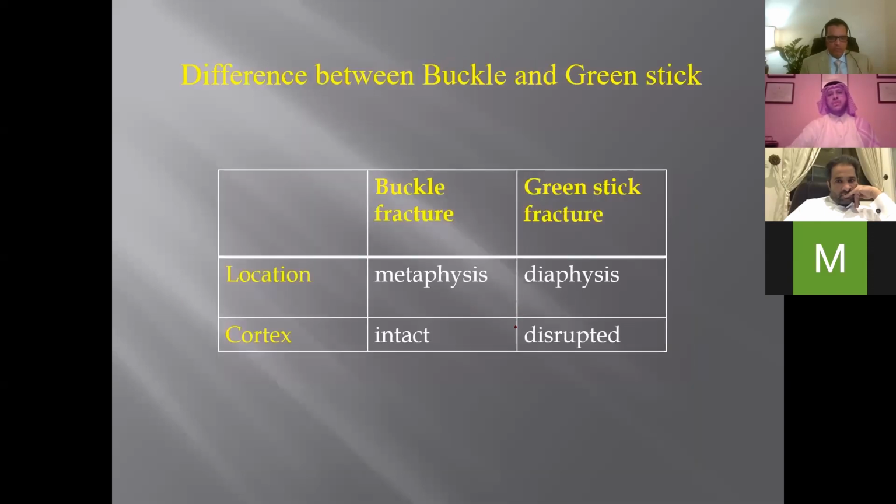Okay, so how to differentiate between buckle and greenstick? This slide is very, very important, please. The buckle fracture location is usually in the metaphysis of the bone, while greenstick is in the diaphysis of the bone. The cortex, as I mentioned, will be intact in the buckle fracture, while in greenstick it will be disrupted. The periosteum is also disrupted in greenstick, and that's how to differentiate between the buckle and greenstick fracture.